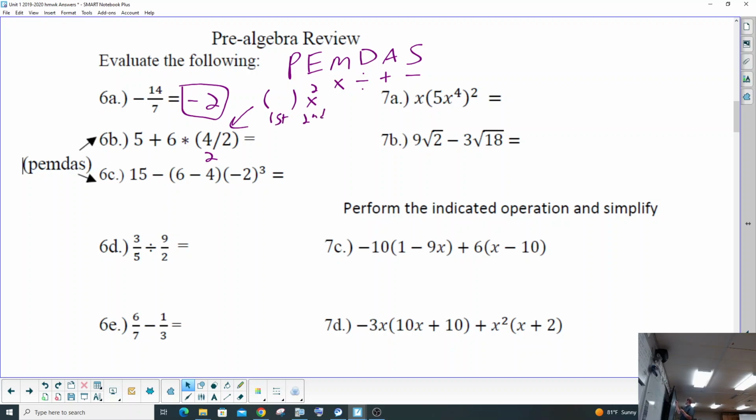And then second, third, and so forth. So 2 times 6 is 12. 12 plus 5 is 17. Isn't it so much fun?